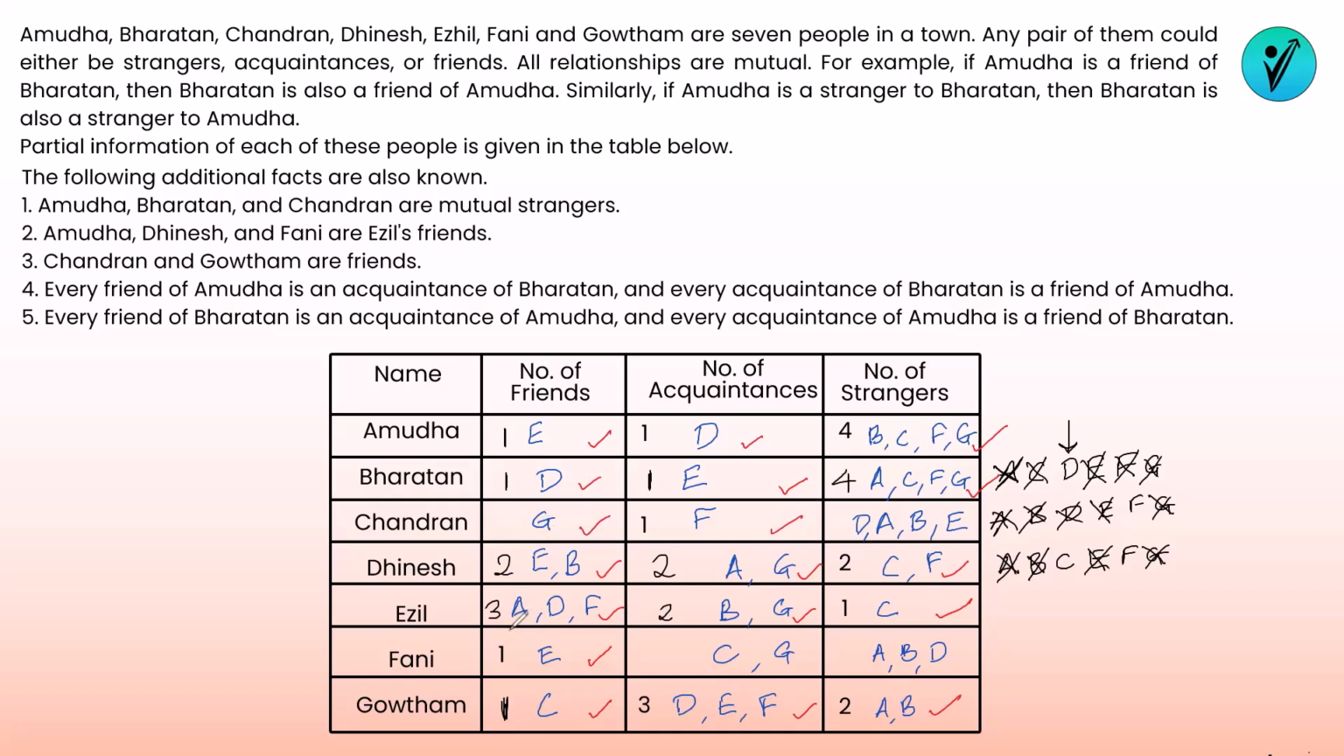Now the only person remaining is F. For F, how many people are done with? A, B, C, D, E is taken care of, and G is also taken care of. So all the 6 are done for F as well. That means there's nobody else left to be filled up. And this is how all the relations are taken care of. So we have 2 acquaintances and 3 friends, 3 strangers for F as well. We have 4 strangers for C and 1 friend of C. That is how we filled up all the boxes. And now let's take a look at the questions that follow the set.